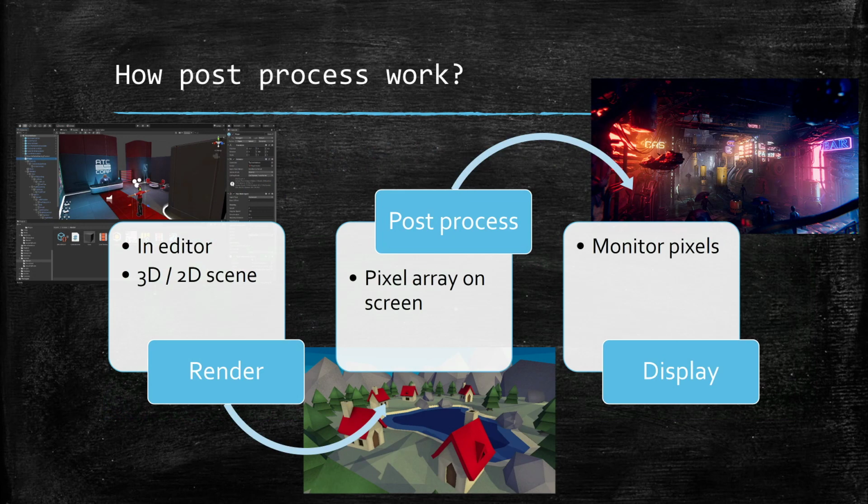Alright, so how does this whole post processing work? It's basically in your Unity scene editor, you can design your scene, 2D, 3D, and so on. After you have done that, there's a process called rasterizing. What rasterizing does is take your 3D scene and flatten it onto a 2D pixel array, whereby it will determine which pixel will be which color.